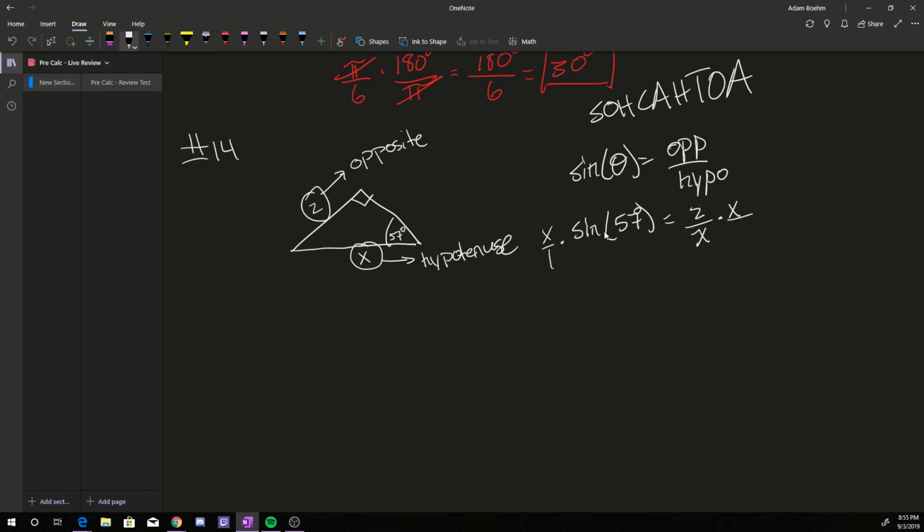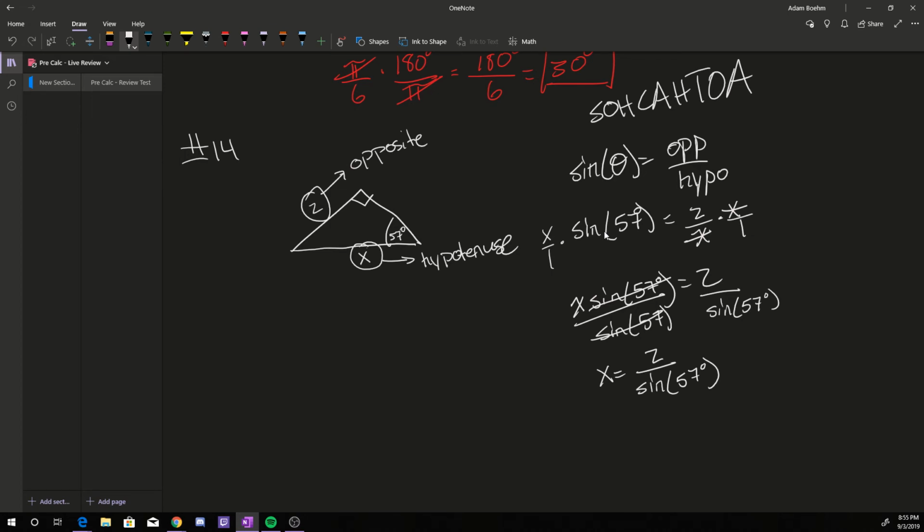X over 1. That cancels these x's. And you're left with x times sine of 57 degrees is equal to 2. And then again, we want to get x by itself, so we have to divide both sides by sine of 57. Do that, these sines cancel, and you're left with x is equal to 2 divided by sine of 57 degrees.